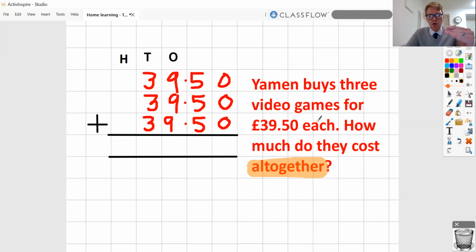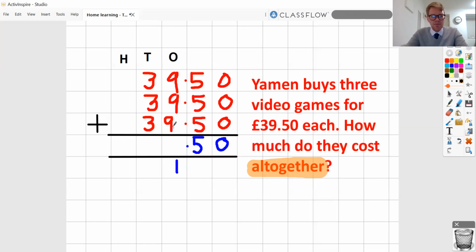And although I've now got 3 layers to my column addition, I could still add it up in exactly the same way. It's going to be a bit more challenging, particularly when I get to those 3 9s, but it still works in the same way. So 0 plus 0 plus 0 is 0. 5 plus 5 plus 5, I know that's 15. Helps that we're just on our 3 times table, doesn't it? I'm going to put in my decimal point and make sure that's all lined up correctly.